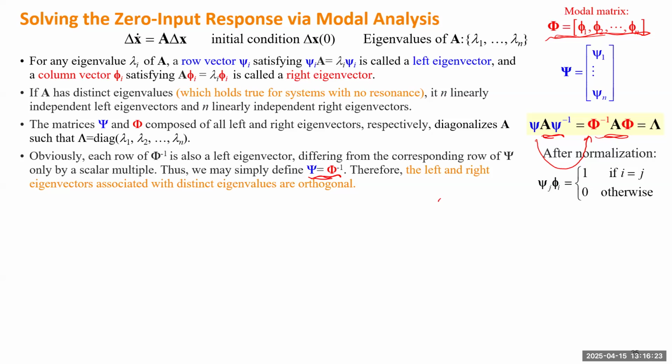So if we do a proper normalization, if we pick any left eigenvector and any right eigenvector, if they are associated with different eigenvalues, this product, because psi here is a row vector, right? Phi is a column vector. So this product will be a scalar. The scalar must be either 1 or 0, depending on whether they are about the same mode or not. If they're about different modes, the product will be 0. That is, the inner product will be 0. Otherwise, it will be some number. But if we do a normalization, such as we define psi to be simply the inverse of phi, this one will be simply 1.